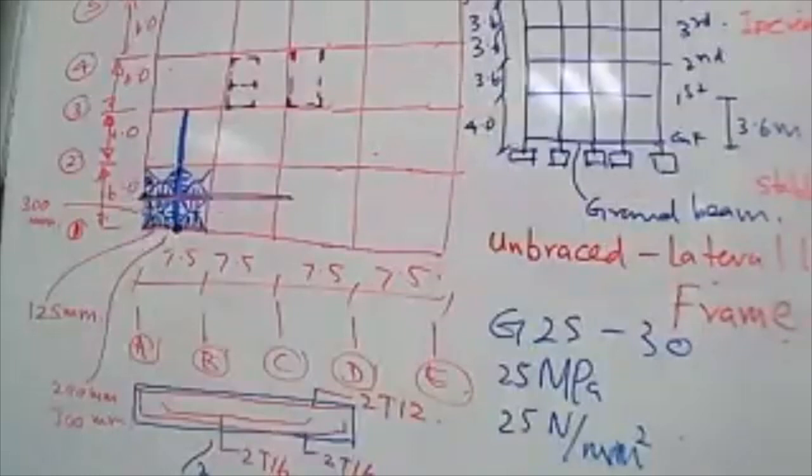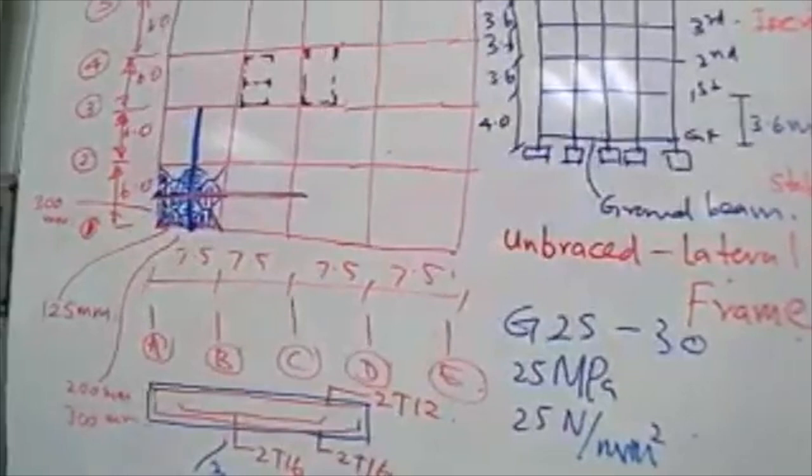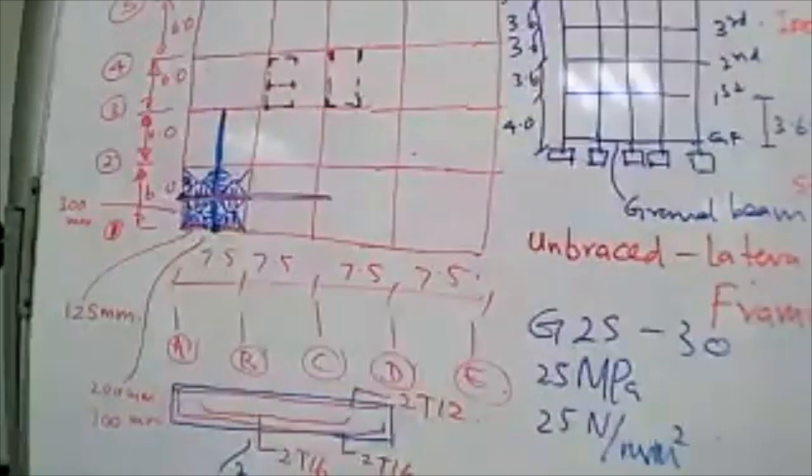Any other question? Excuse me, sir. Yeah. Sir, when two secondary beams intersect at a point, will those two be the same depth or any stiffness?